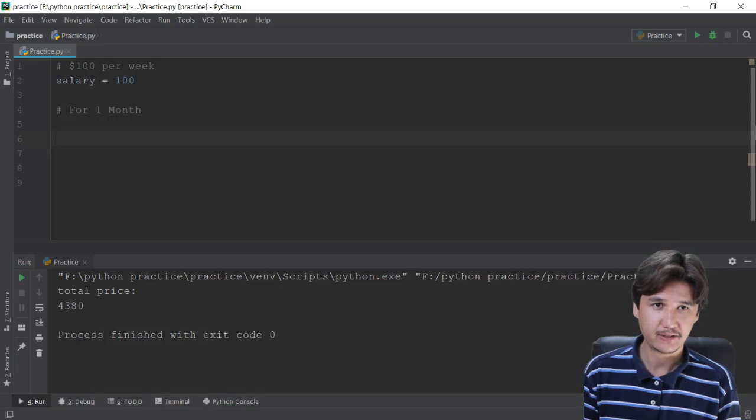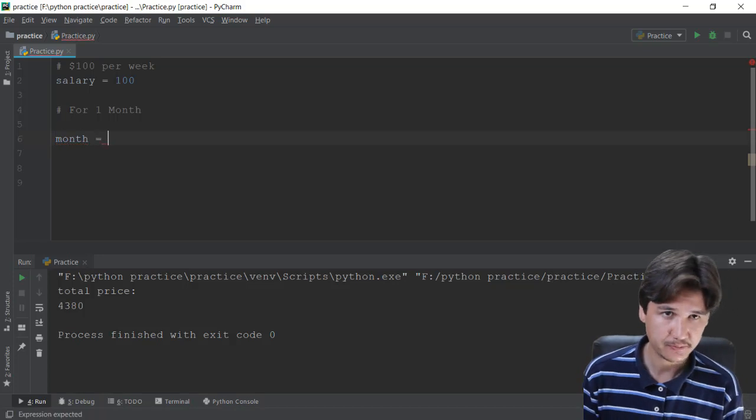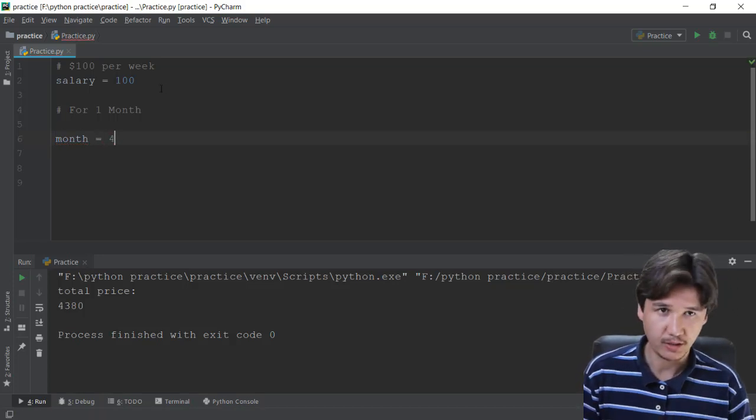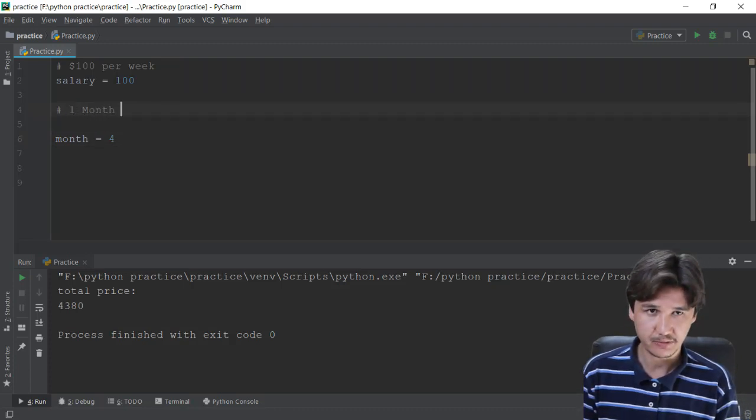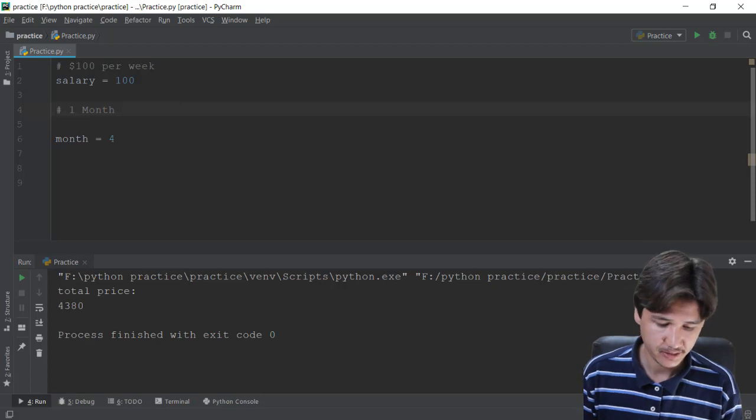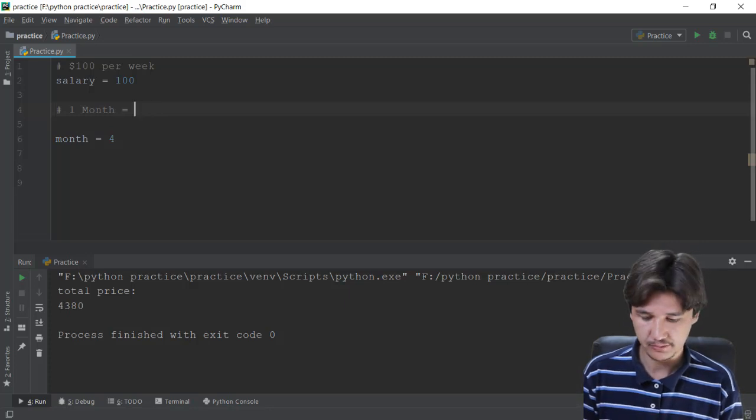How are we going to write that one? Salary multiplied by how many weeks we have in 1 month. Let me write month is equal to 4. Why am I writing 4? Because in 1 month we have 4 weeks.